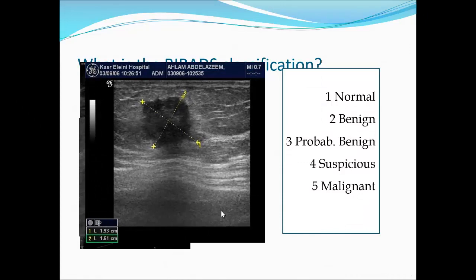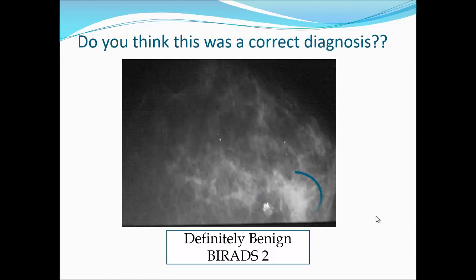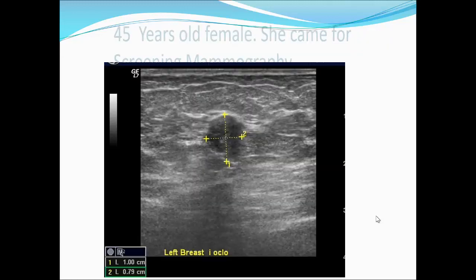This is the mass by ultrasound. This is involuted fibroadenoma. This is also BI-RADS 2. And here there is scattered macrocalcification, which is also benign lesion. Definitely benign, BI-RADS 2. But unfortunately, the patient has another lesion beside it. So this is asymmetry with distortion, and it is malignant lesion.